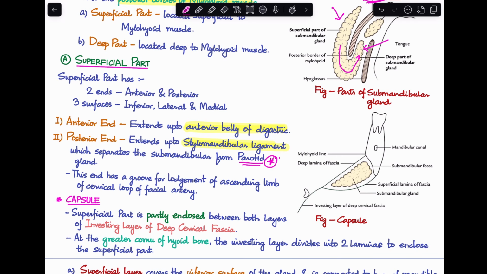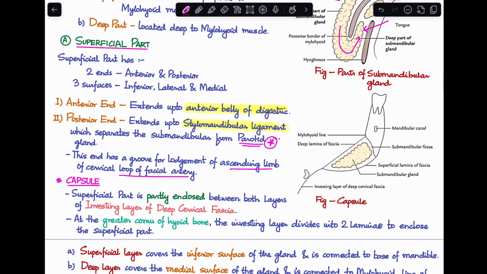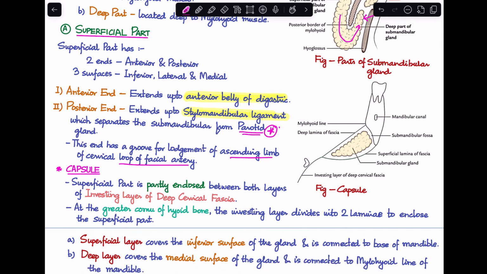And this end has a groove which lodges the ascending limb of the cervical loop of the facial artery. Now, as we're talking about the superficial part, it is important to know that only the superficial part of the submandibular gland has a capsule around it, and that too, it's not around all of its surface. Only two of the surfaces are surrounded by the capsule. So, the superficial part is partly enclosed.